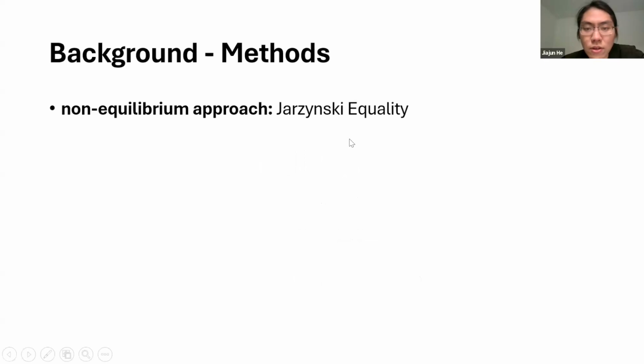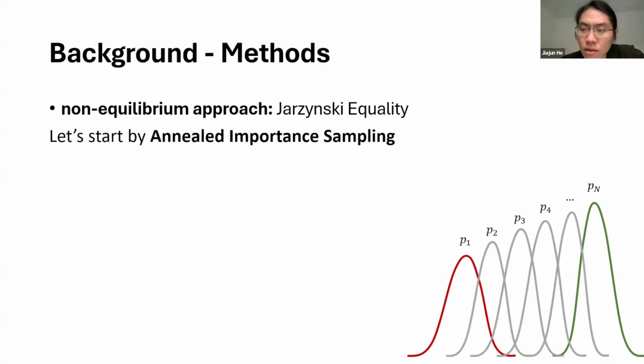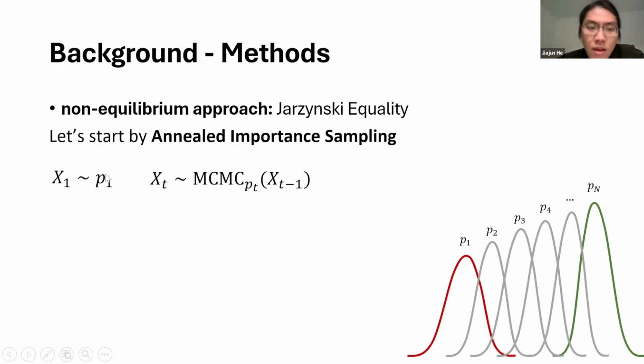Okay. So for a non-equilibrium approach, let's begin with annealed importance sampling. Still, it's the same. If you have distributions that are far away from each other, we put in a lot of intermediate distributions. And then to perform so-called annealed importance sampling, we first draw a sample from P1. This is an exact or equilibrium sample. Then we start to evolve the sample following this Markov kernel. And here I write it this way, saying that the Markov kernel has invariant density PT. So we define the whole thing as a forward path.